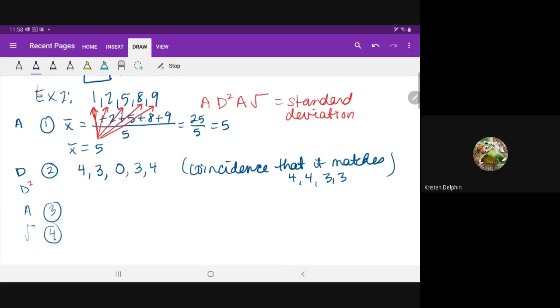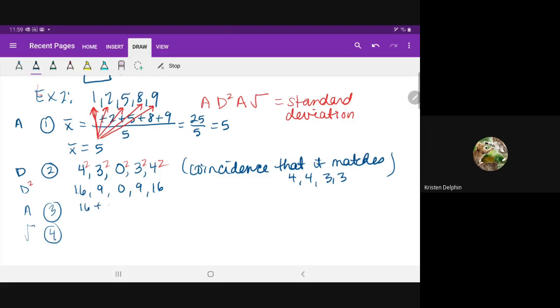Okay, so D squared means you take each of these numbers and you square them. Well, I guess I should put the squares up here. Let me erase this row. So you're going to square each one, and then you put what you get. So that's 16, 9, 0, 9, and 16. And squaring them actually exaggerates the ones that are farther away, so it ends up showing that it's more spread out because of that.